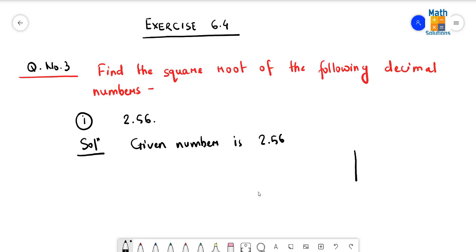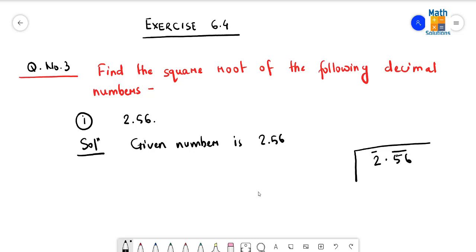We already know the division method for finding the square root of a number, so we shall prefer to proceed in this way only. So this is the number I am placing here, 2.56. Behind the decimal point, two digits are there, so we can do pairing like this, and 2 is unpaired.